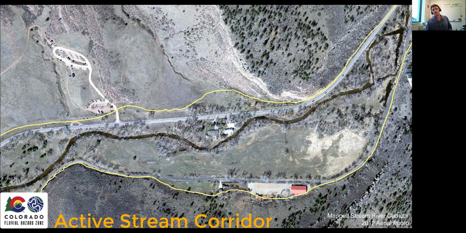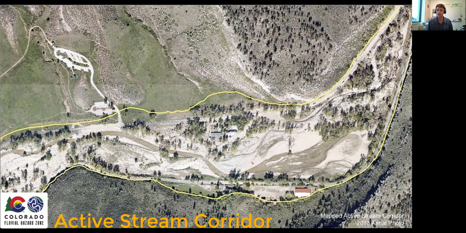All right, so now that we've covered context and process just a little bit, let's talk about actually doing some mapping. And the first part of that is mapping the active stream corridor. What you're seeing here is a line delineating the active stream corridor for the South St. Vrain Creek upstream of Lyons. And the aerial image is from 2012, prior to the 2013 flood event.